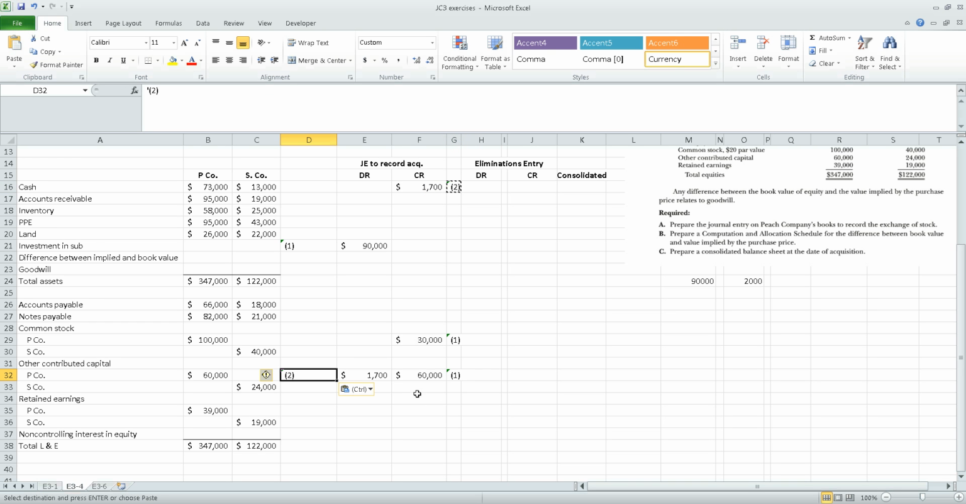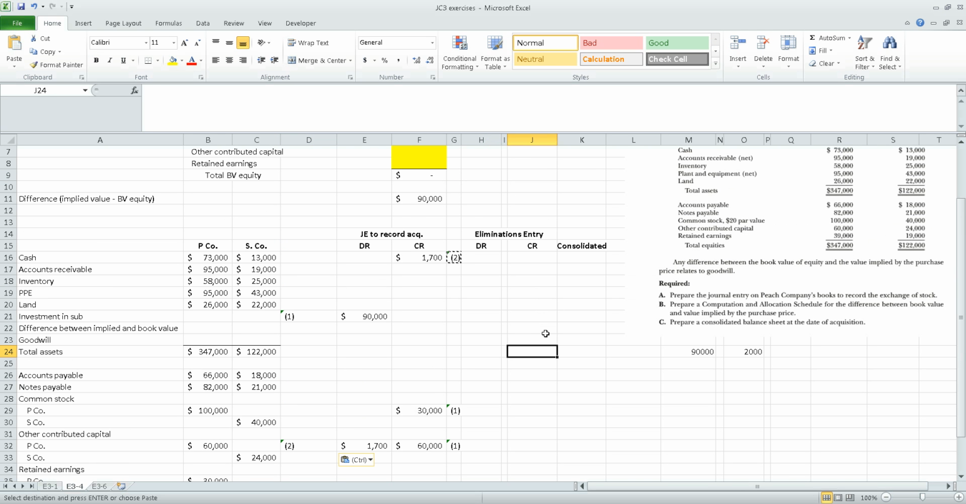Journal entry 2. Okay, so journal entries 1 and 2 are going to be made in the accounting records of P Company. These are actual book entries. These are not just worksheet entries made as part of the preparation of the consolidated financial statements.